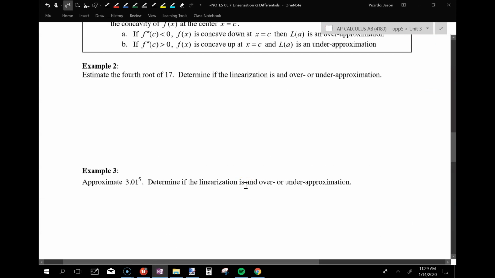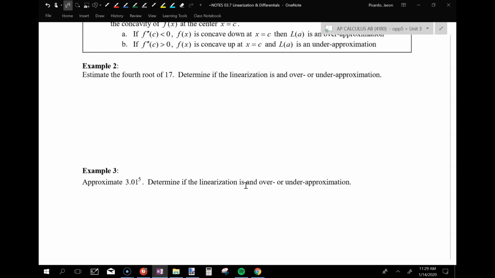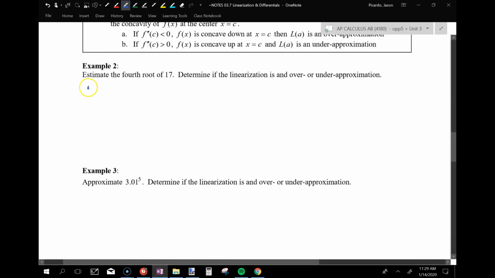Estimate the fourth root of 17. Well, that sounds close to being the fourth root of 16, right? What's the fourth root of 16? 2.